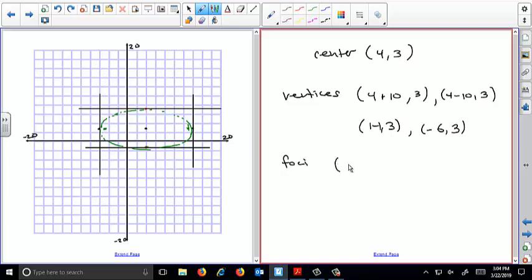Now you do the same thing here, but instead of adding 10, you add 8.96. And you subtract 8.96. So this one will be 12.96, comma 3. This one I got to use my calculator for. 4 minus 8.96 is negative 4.96, comma 3. So that's the coordinates of the foci, and I already did the eccentricity.